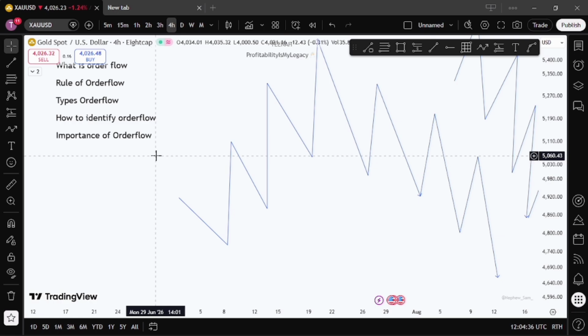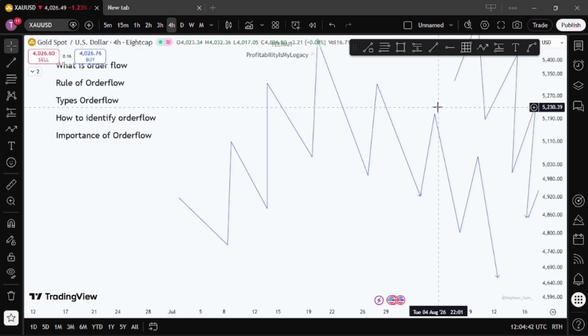So we are going to go into how to identify order flow, but before that, let us take a short break and come back.